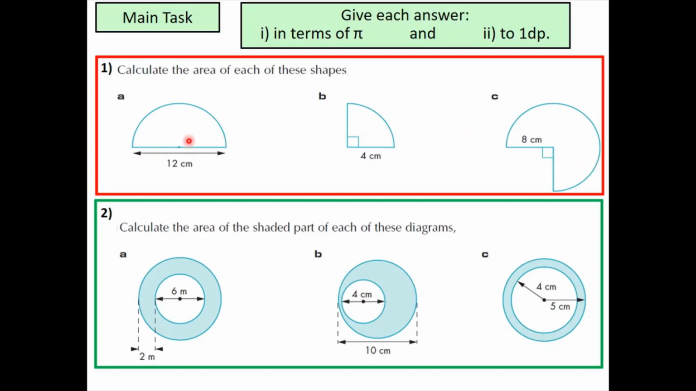If this is a half a circle, all you have to do is half your answer. So pi times r squared and then half it. This is a quarter of a circle, so pi times r squared and then divide it by 4. This one is 3/4 of a circle, so it's pi times r squared and then divide it by 4 and times it by 3. Please note, there's 2 answers expected for each of these questions. So I want one answer in terms of pi and one answer to 1 decimal place.